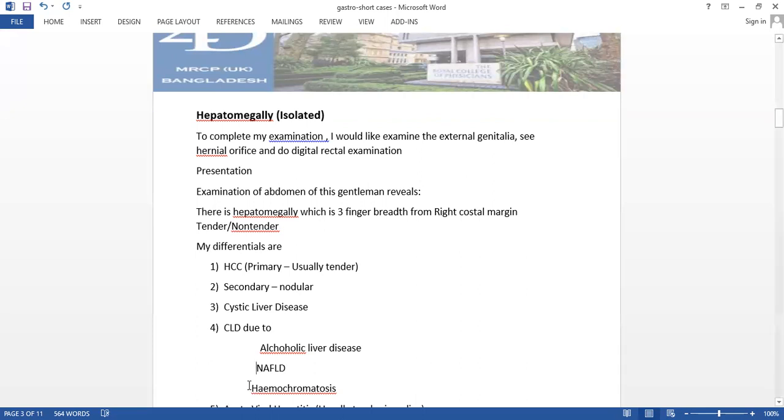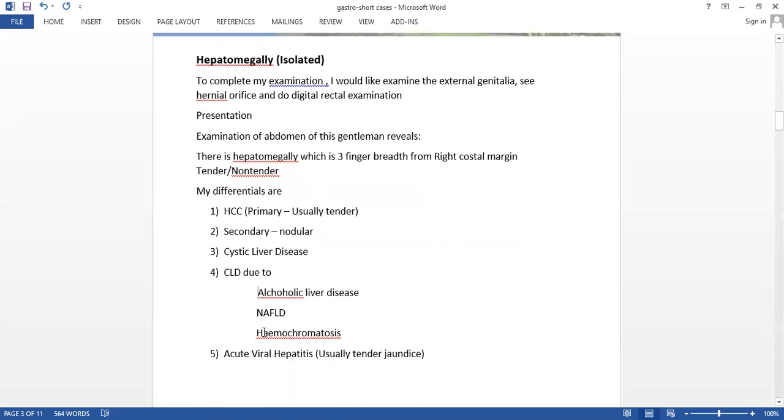Do you have any other question? I'm just asking what differential I have to keep in mind for non-tender hepatomegaly. In case of non-tender, secondaries if the patient is cachectic. But if the patient is not cachectic, you can first start with CLD due to alcoholic liver disease, non-alcoholic fatty liver disease, hemochromatosis, and cystic liver disease, then secondary. If the patient is cachectic, you should start with secondary first, then CLD, cystic liver disease. Okay, thank you.